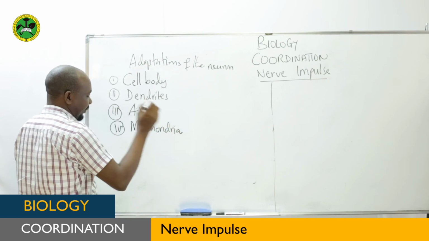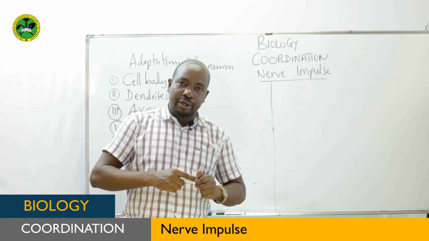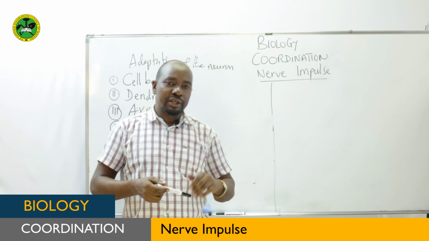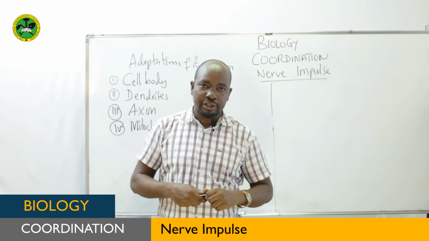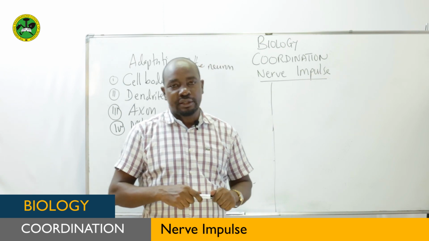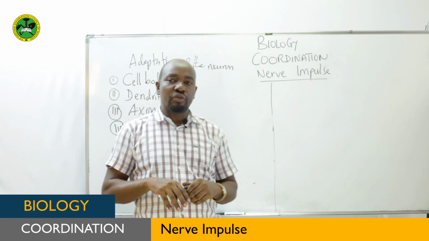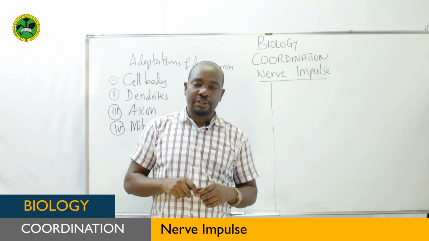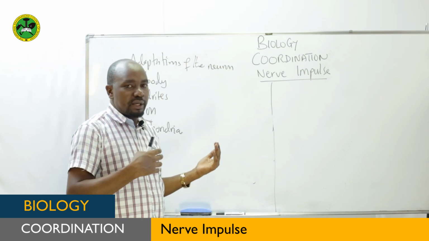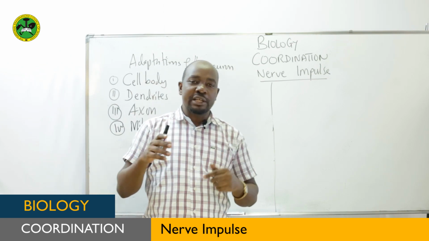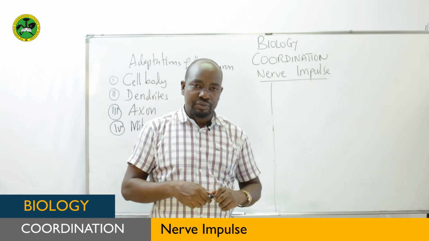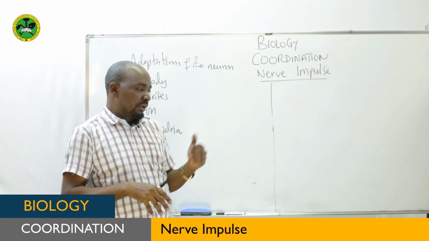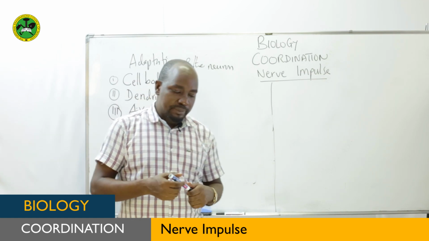They have many mitochondria. The mitochondria are the cell organelles whose major function is to be the site for respiration, where energy is synthesized. So having many mitochondria means there is efficient production of energy. And the energy is needed by the neuron for the active transport of the ions, because there is ion exchange across the axon membrane, which is an active transport.